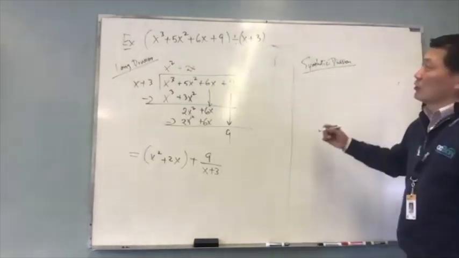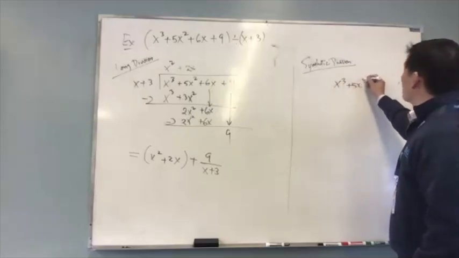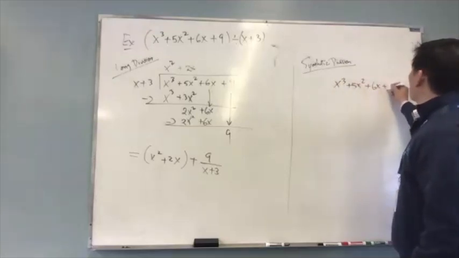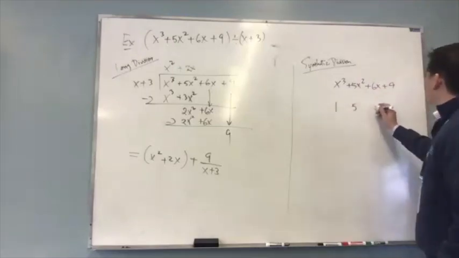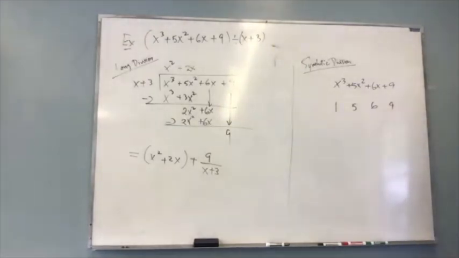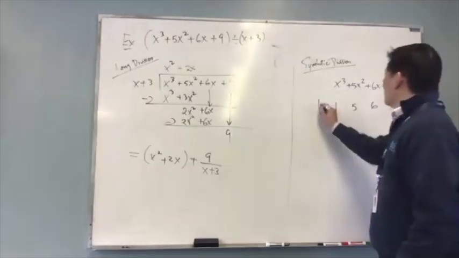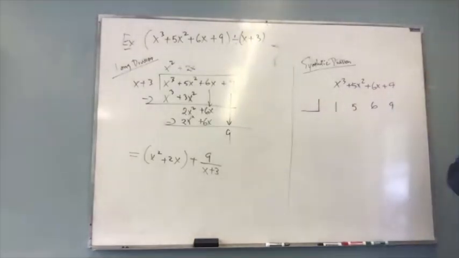Then if we want to do the synthetic division, x cubed plus 5x squared plus 6x plus 9, I will use 1, 5, 6, and 9. Now, this thing right here, what number do I put here? Yeah. 3. 3?